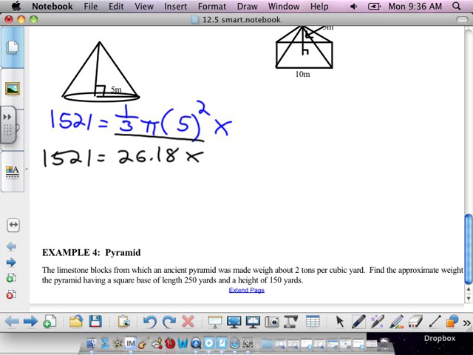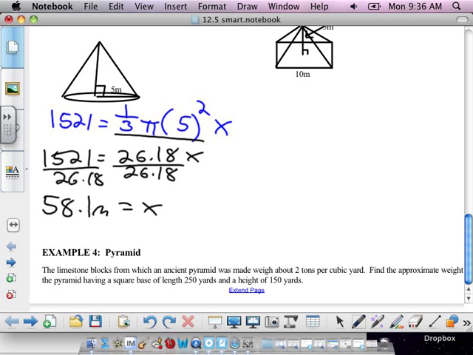And how do I get x by itself, or height? Divide. That gives us 58.1 meters equals x. Why is it meters and not meters cubed? Because we're finding what? The height, not the whole volume. So that's the end. It just asks us to find the missing measurement.